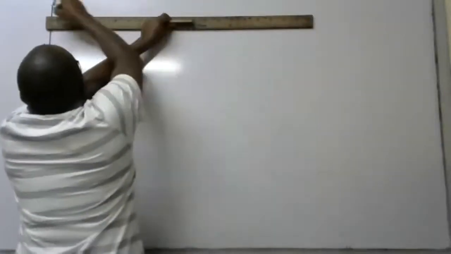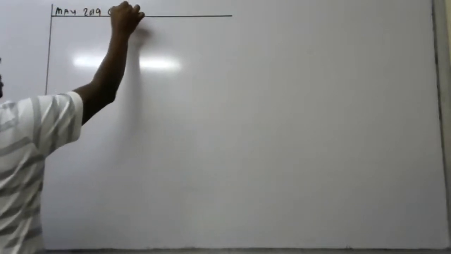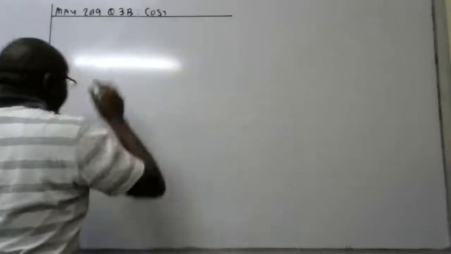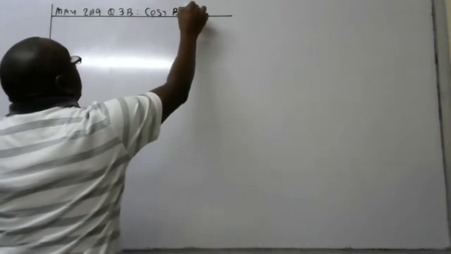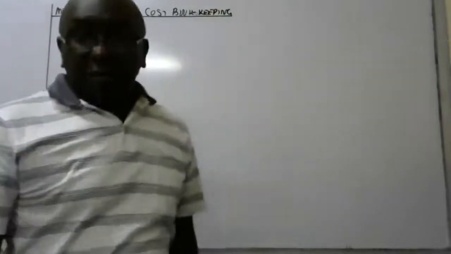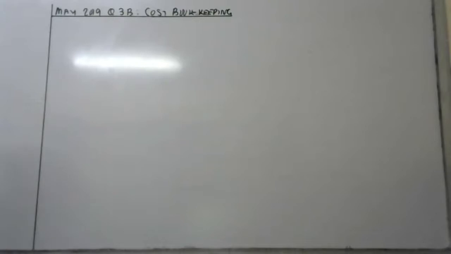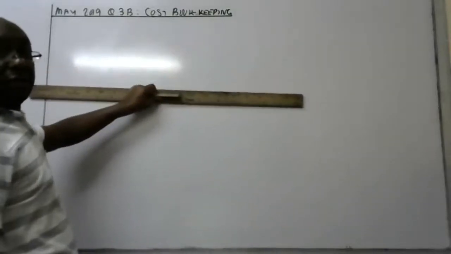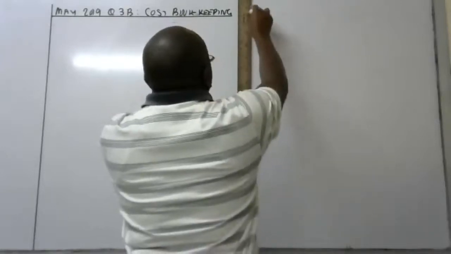So we are dealing with the question of May 2019, question 3B. This question has come from the topic we call bookkeeping. And we are told to prepare several accounts.